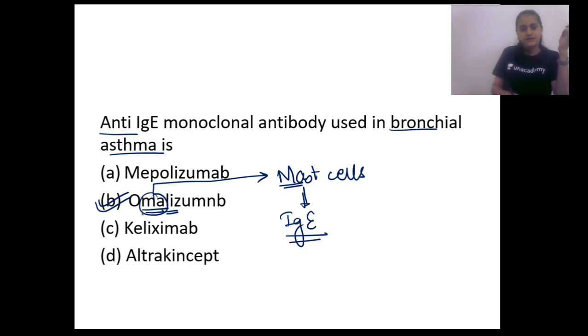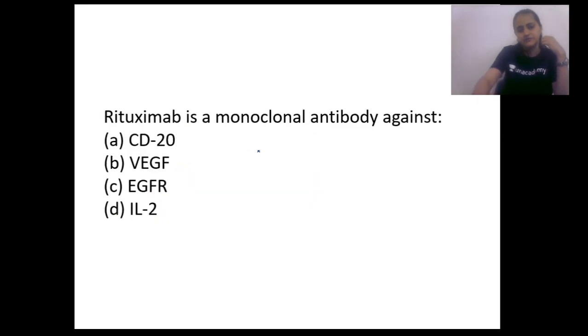Please remember that. Mepolizumab is a monoclonal antibody against interleukin 5. Okay, remember that. Now rituximab is a monoclonal antibody against. Rituximab is a monoclonal antibody against. Yes. Very good, Adnan. It is CD20.